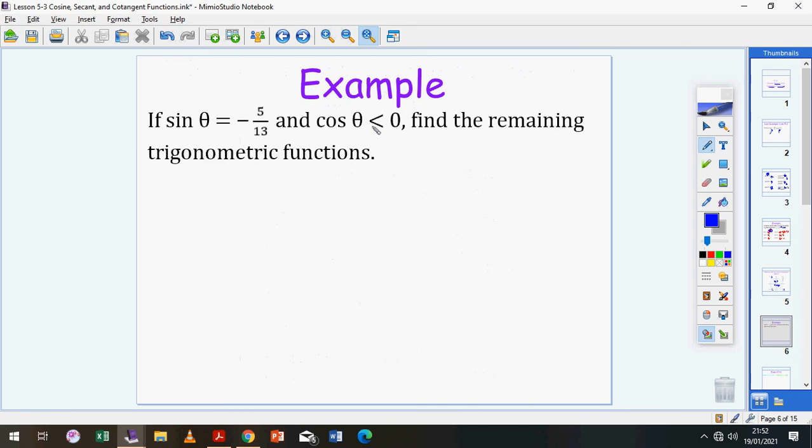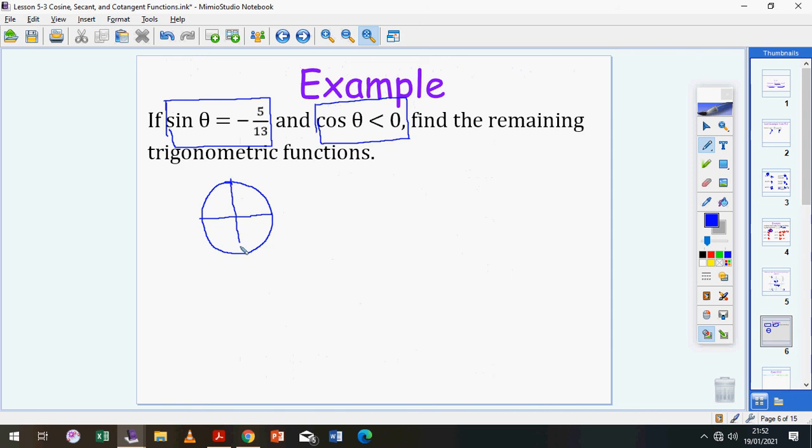Now, we've been given in this example some restrictions. We've been told that sine of theta is negative 5 out of 13, and we've also been told that cosine of theta is less than 0, which means it's negative. The only quadrant that meets those two preconditions is the third quadrant.